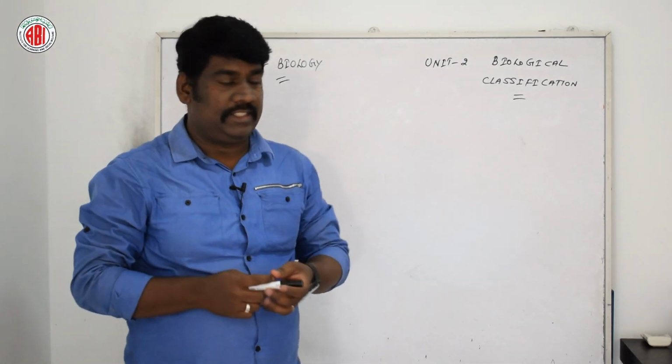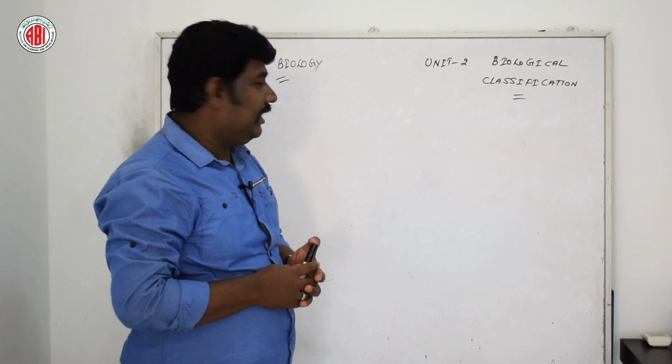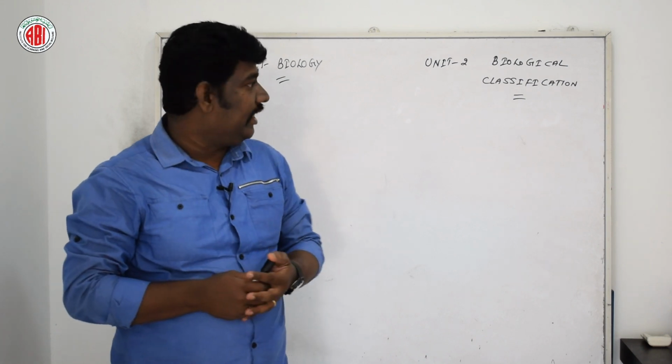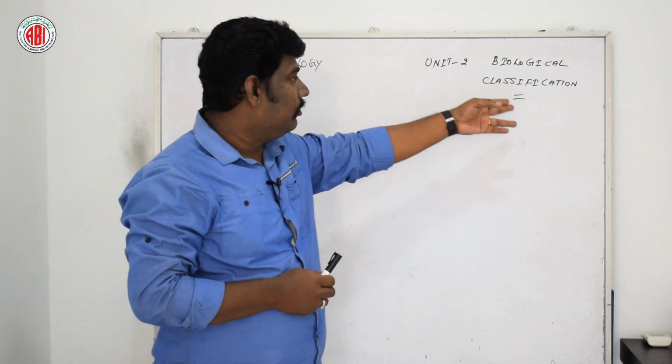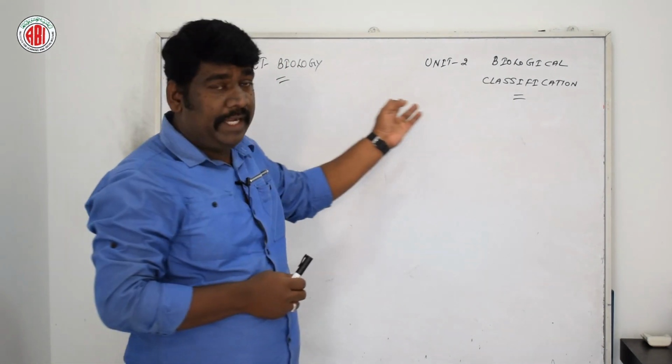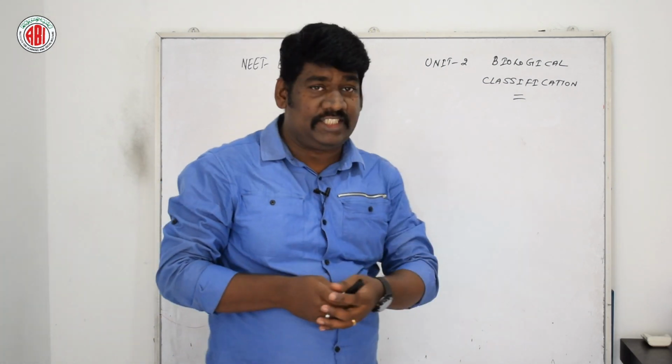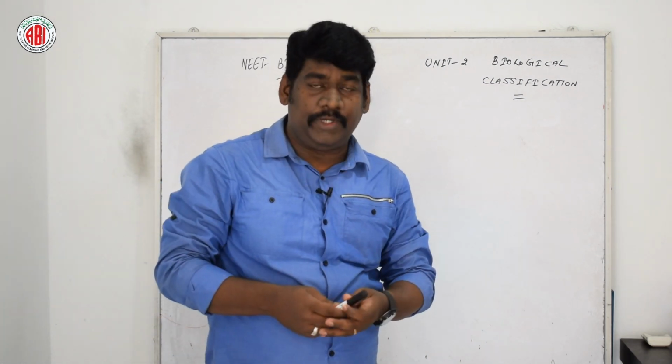As you know, we have started our NEET series. In that category we are discussing NEET biology and NEET chemistry in detail. Today we are going to discuss Unit 2 of NEET biology, the Biological Classification chapter. There are a few topics we are going to discuss.